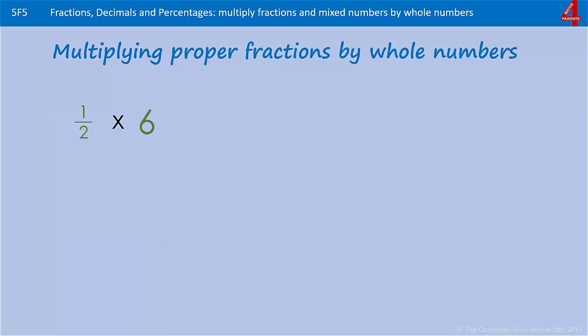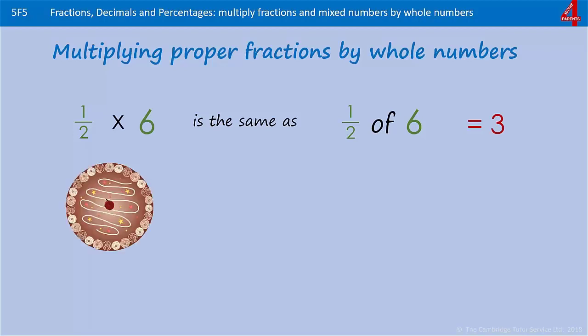Here we have a half multiplied by 6, a half times 6. That's the same as saying a half of 6. Where we have a multiplication sign, we're saying "of." So for example, if you had 3 times 2, you're saying 3 of 2, 3 lots of 2. It's exactly the same with fractions. We're saying 6 lots of a half, or half a lot of 6. You've probably worked out that that's 3.